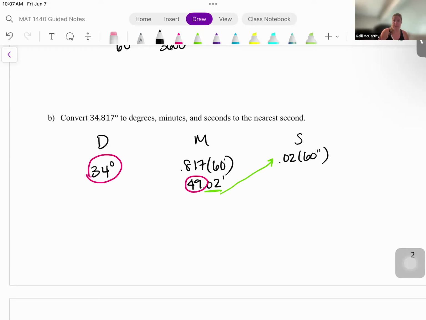This was multiplied by 60 minutes. And that gives us 1.2 seconds. Now the direction said to round to the nearest second. We're going to round to the nearest tenth of a second. So we're going to keep that 1.2. But essentially we're going to put all three of those together. So we have 34 degrees, 49 minutes, 1.2 seconds.